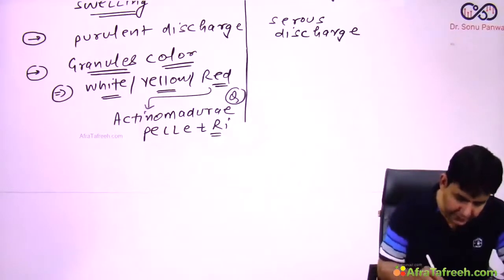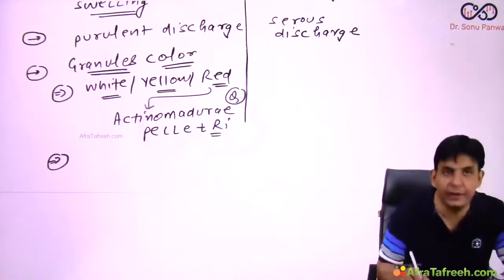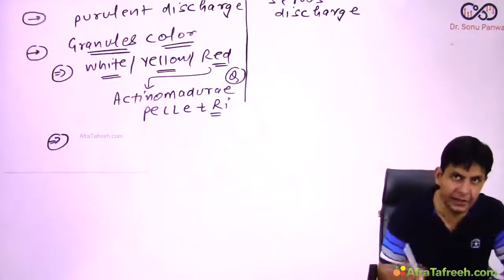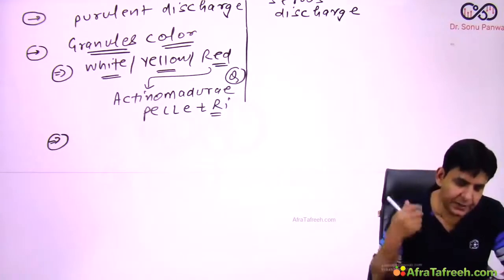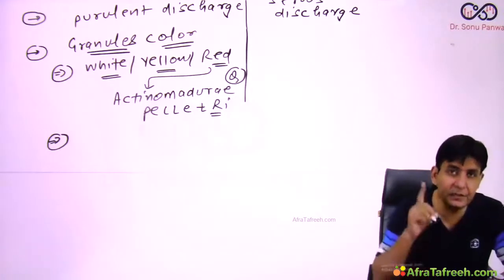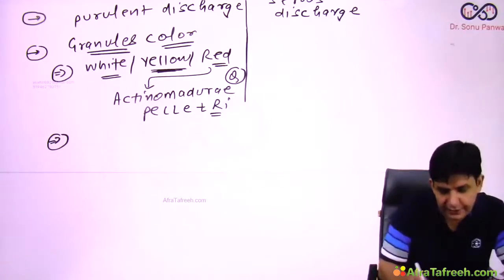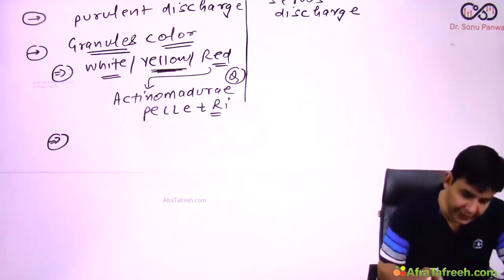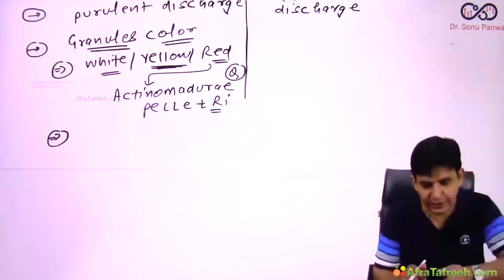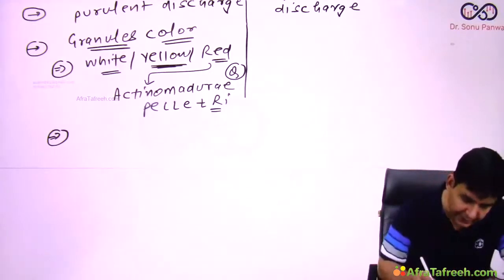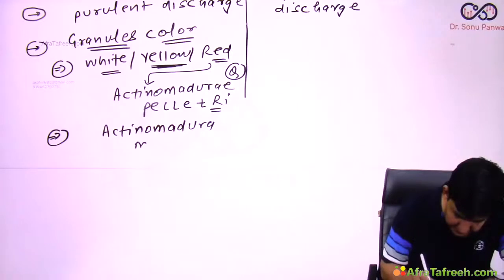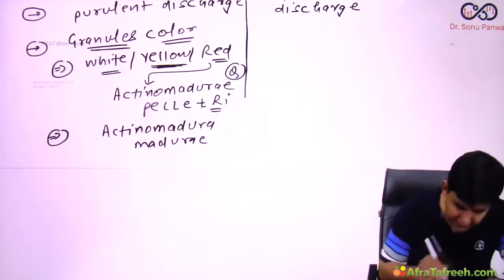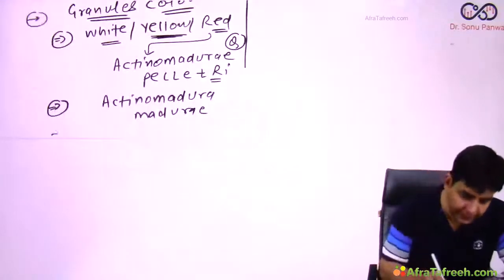Then you remember in whom the white and yellow granules are observed. If you remember oral actinomycosis, the cervicofacial one, in that the sulfur granules are there. The sulfur granules are mostly yellow in color. So white and yellow, they are found in which particular species? You remember like this. They are found in Actinomadura.